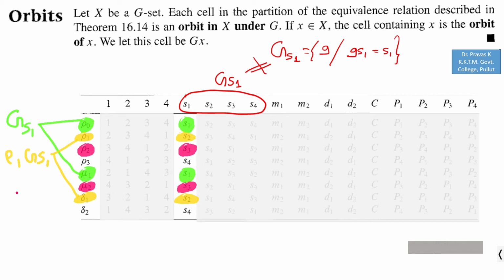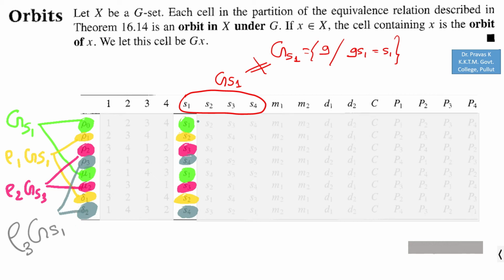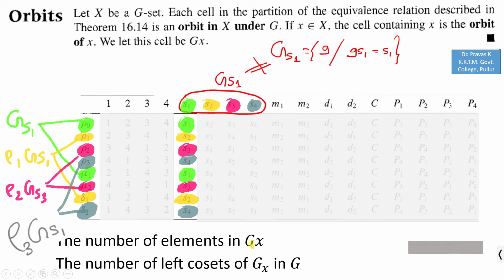Now let's just look at the case of S1 taken to S3. You can see that ρ2 and μ2 are the corresponding group elements, and ρ2 G_S1 is a coset of G_S1. Now S1 is taken to S4 by the action of ρ3 and δ2, so you have another coset which we denote by ρ3 G_S1. Thus we can see that corresponding to each element S1, S2, S3 and S4 in the orbit G S1, there is a left coset of G suffix S1.